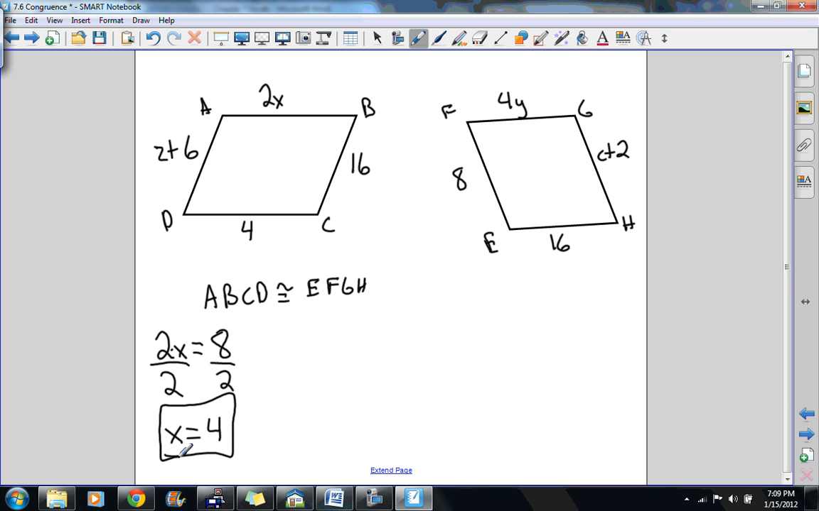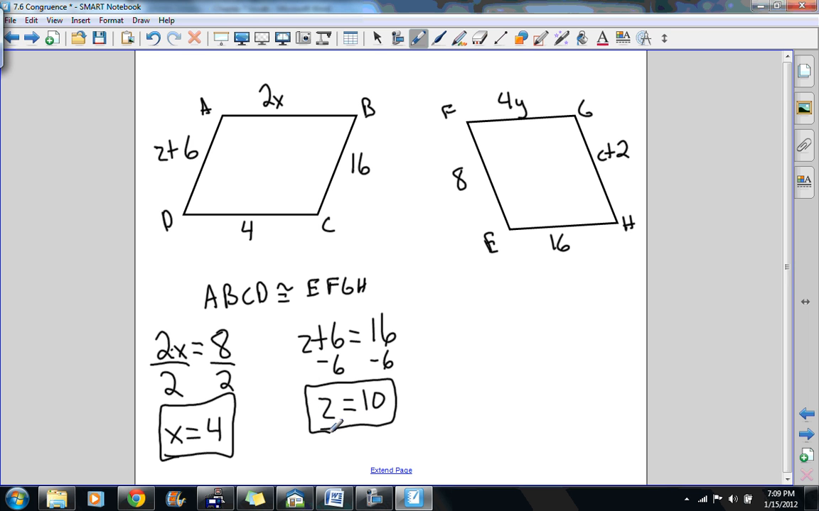But yet there's another variable. Here I see Z. And so I think to myself, DA would be that to that, so it'd have to be HE, which is right here. So Z plus 6 is going to be equal to 16. Therefore, these are added, so I have to subtract. And it turns out that Z is equal to 10.